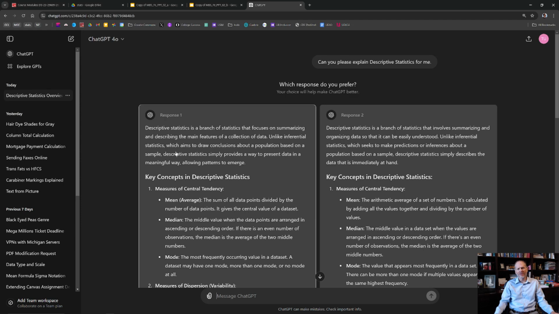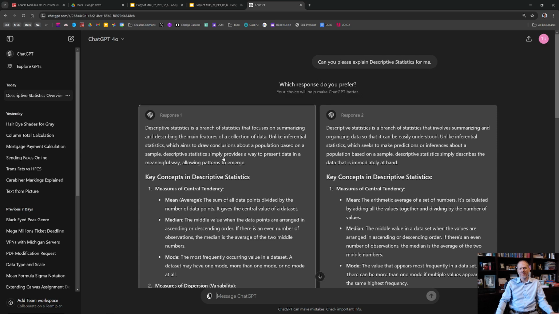data. Unlike inferential statistics. So inferential statistics is when we have an entire population, let's say all of the citizens of America, and then we just take a sample of that, let's say like 3,000 people, and from that sample we make inferences about the population. We study the sample, right? And we don't study the whole population, we just study a sample. And when we get that information about the sample, we make inferences about the population. That's inferential statistics. So inferential statistics aims to draw conclusions about a population based upon a sample.